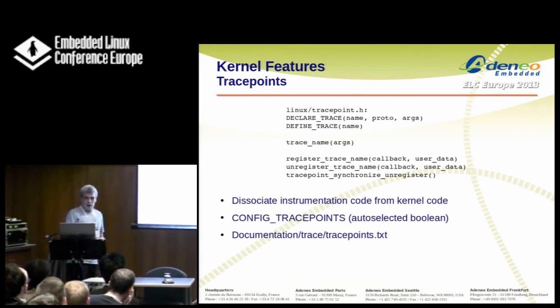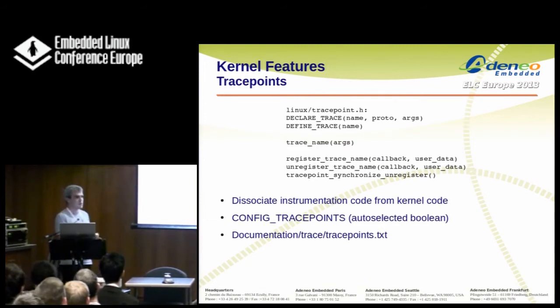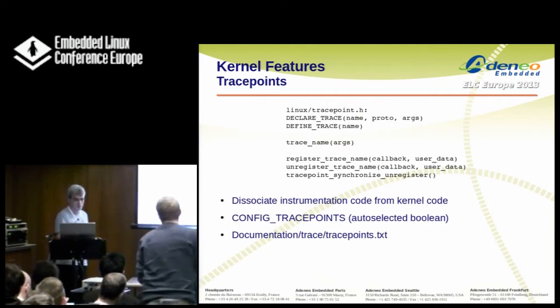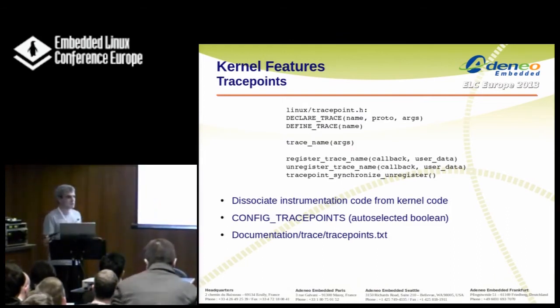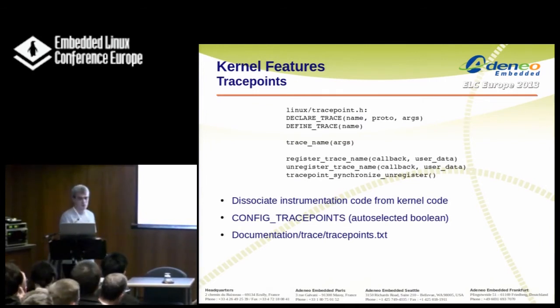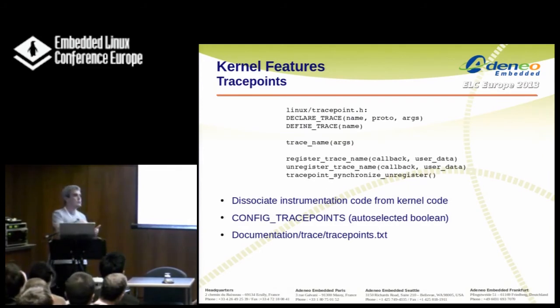What does that mean? When you want to use a tracepoint, you declare it and give it a name. With a specific macro you give it the prototype of the probe that will be associated to the tracepoint, and you give the argument names. You have a macro to define it on the implementation side, and in the module that wants to trace things, you just have to call trace_ followed by the name you gave to the tracepoint. So when the code reaches the trace name function, it will put events.